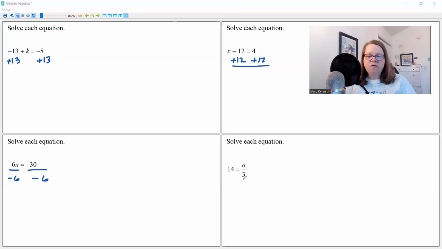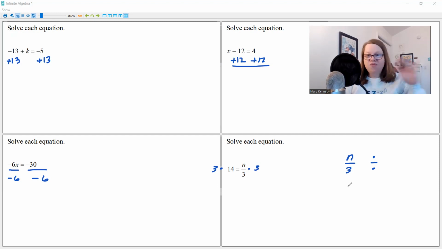The last one says n over 3. If it says that, that's the same as divided by. I'm just trying to draw a divide symbol. So n divided by 3 is what that's saying. If it says divide, think about the opposite of divide, which is times. So I'm going to multiply by 3 on both sides of the equation.